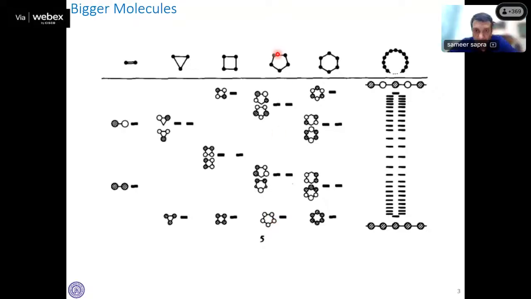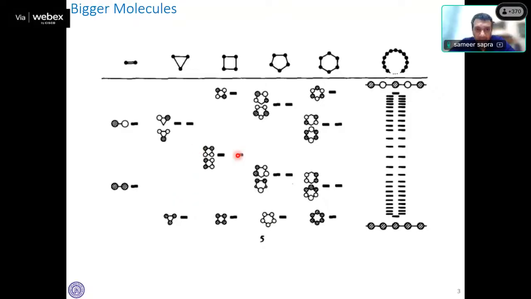We go to the five-membered cycle, and you see one, two, two. Then you have the six-membered one, two, two, one. There's a pattern that's emerging also. Always the lowest one is all bonding, and there's only one way of having this all bonding. So the lowest lying molecular orbital, it's always one.